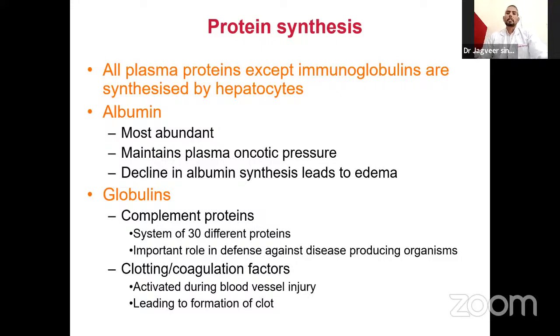Globulins are mainly complement proteins. They are various types of proteins, and they play a role in cellular immunity. The liver also synthesizes the clotting or coagulation factors. They help stop bleeding, and they also help in the formation of a clot whenever an injury occurs to the blood vessels. Next slide, please.